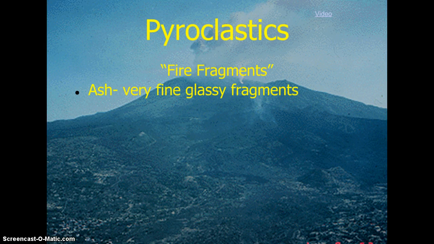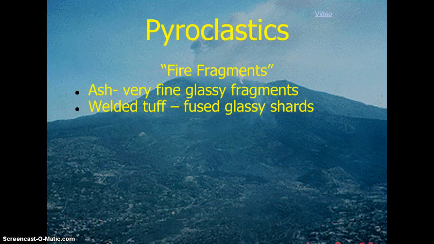And there are different sizes. The smallest fire fragment to come out of a volcano is ash, which is really fine. They sometimes refer to it as glassy fragments. Sometimes the ash fuses together and makes welded tuff, which is almost like the insulation material that you might see in people's houses. But it's bigger than ash.